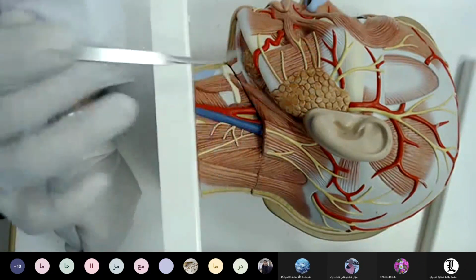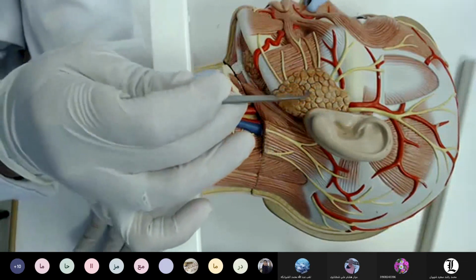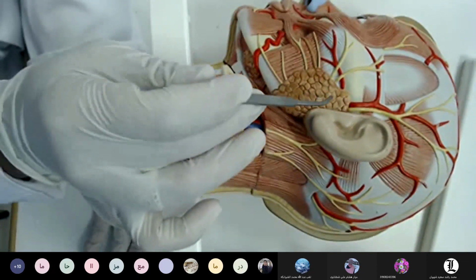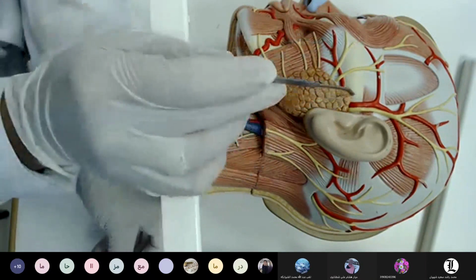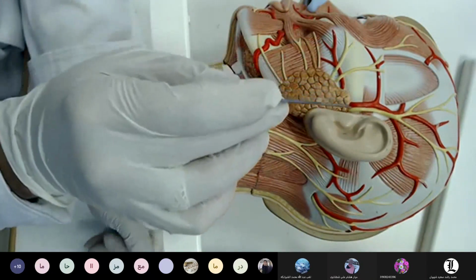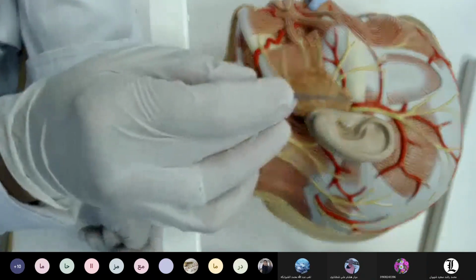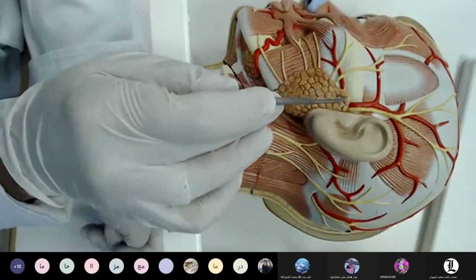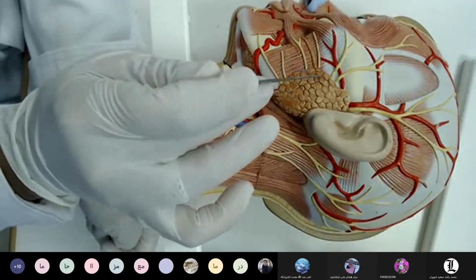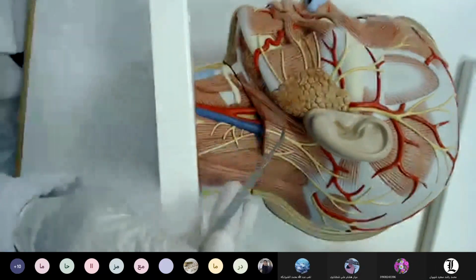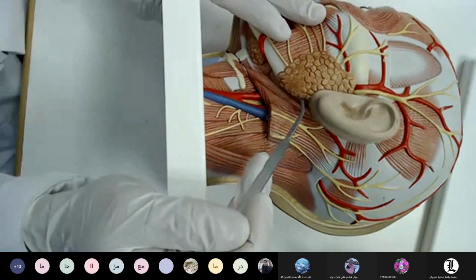Furthermore, guys, there are a couple of processes here. It's an irregular, lobulated structure, a gland. That means it has projections or smaller processes. This one, where the auriculotemporal nerve starts, is the glenoid process. And this one is the facial process. Of course, we have the carotid artery here, and this is the carotid process.